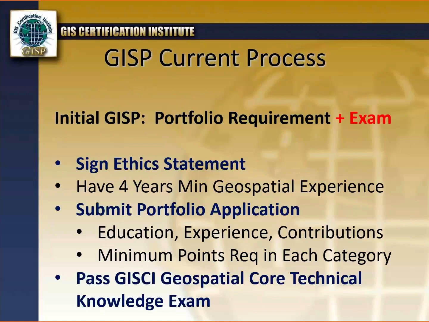Real quick, this is the current process for getting your GISP. It's changed over the years, but now you have to have a portfolio and you have to take the exam. You have to sign an ethics statement and have 4 years of experience. Your portfolio has to include a combination of education, experience, and contributions to this industry. You have to have minimum points in each category as well as a balance of those. And the experience points are going to be based on your level of involvement. So, for example, if you're 100% in charge of the project, you get maximum points. If you're only participating in it, you get a lesser number of points. And then, of course, the GIS Geospatial Core Technical Knowledge Exam.